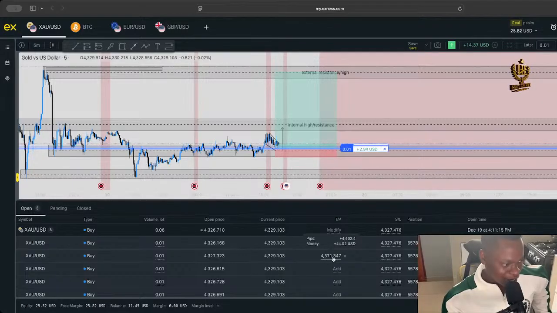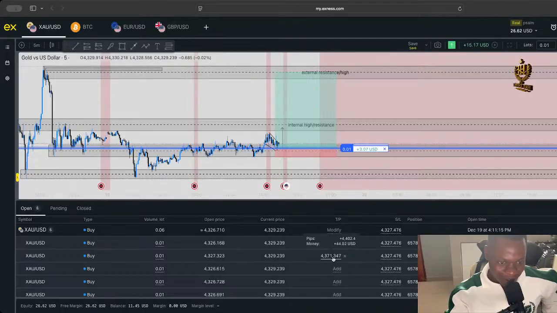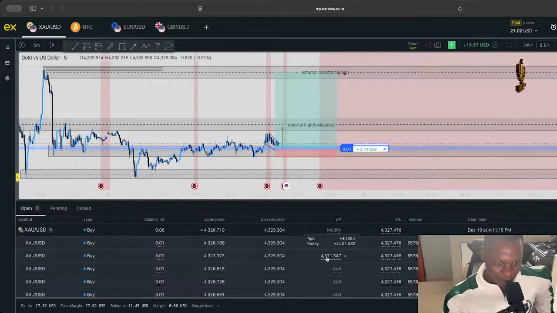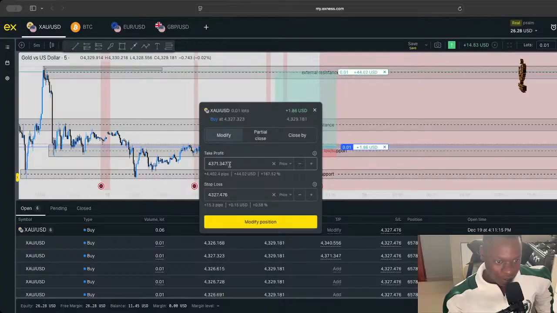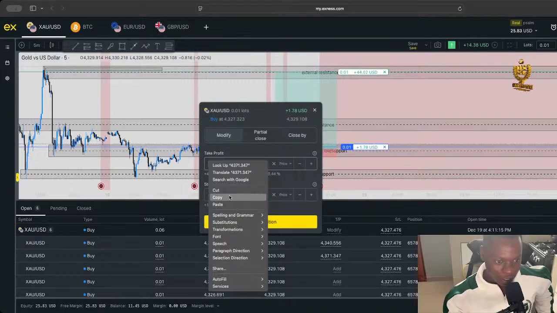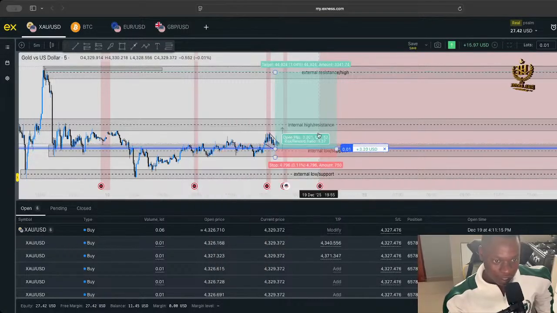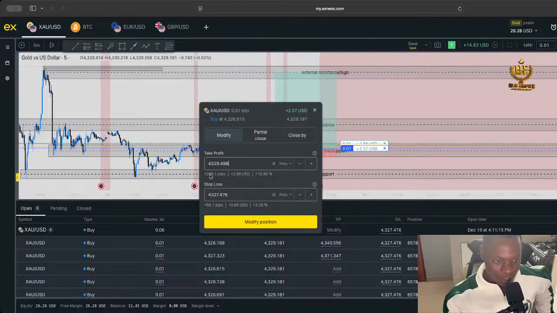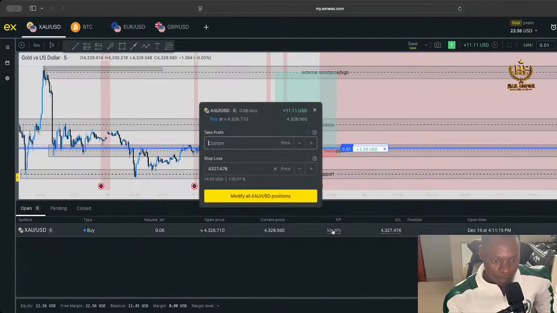China, we are here learning. Awesome. Let's keep learning. So this one will be giving me $44 if it goes to my TP. This one will be giving me $14. So let's add more of the TP.